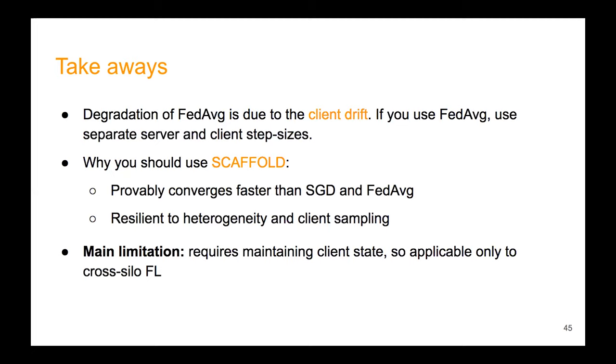But if you're in the cross silo setting, then you can certainly use SCAFFOLD. We can show that it converges faster than SGD and Fed averaging, and it's also resilient to heterogeneity and client sampling. But again, the limitation is that it only works for the cross silo setting. Okay, so this is all I want to say about SCAFFOLD, and maybe I'll take a minute to see if there are more questions, but I want to move to the cross device setting after this.